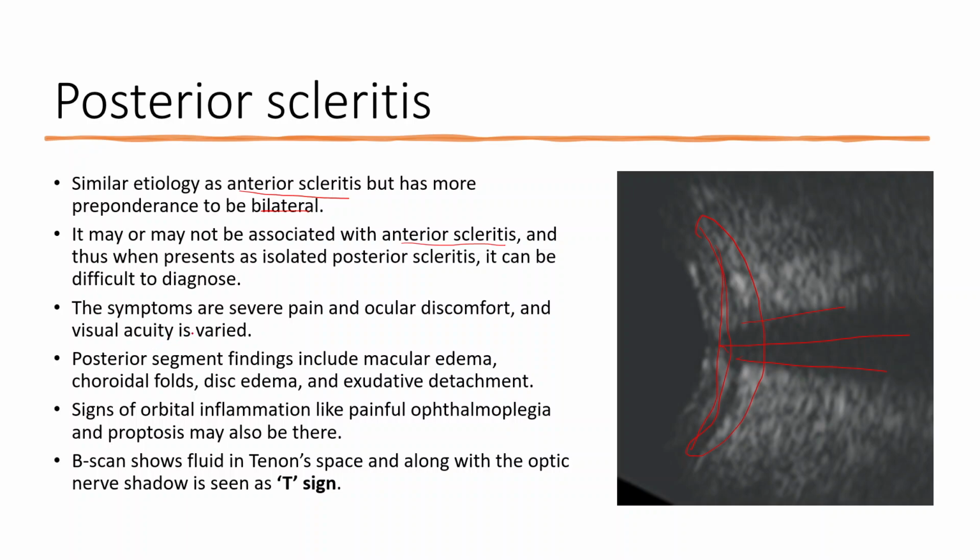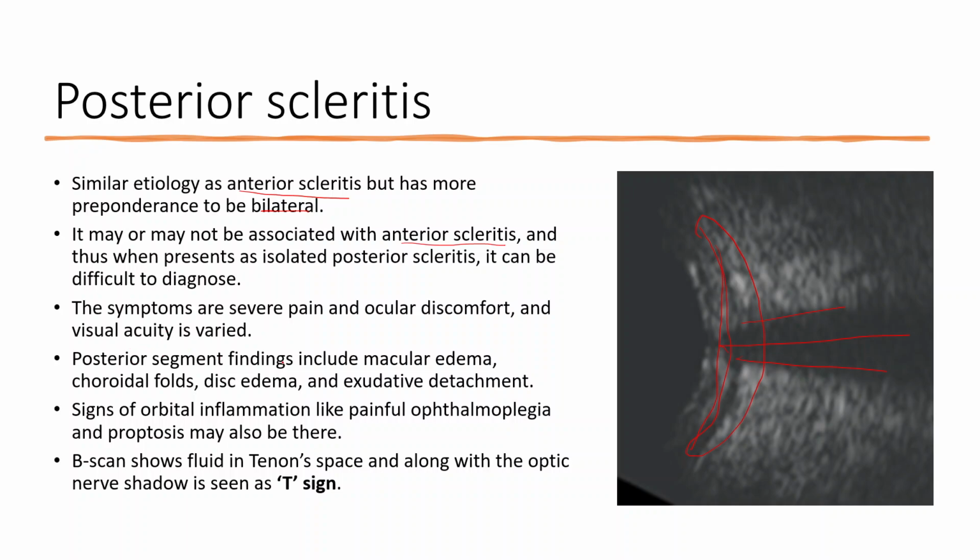If the sclera just behind the macula, just beneath the macula, is affected, then there will be some amount of macular edema causing visual loss. But if the scleral inflammation is somewhere in the periphery, you may not have visual complaints at all.